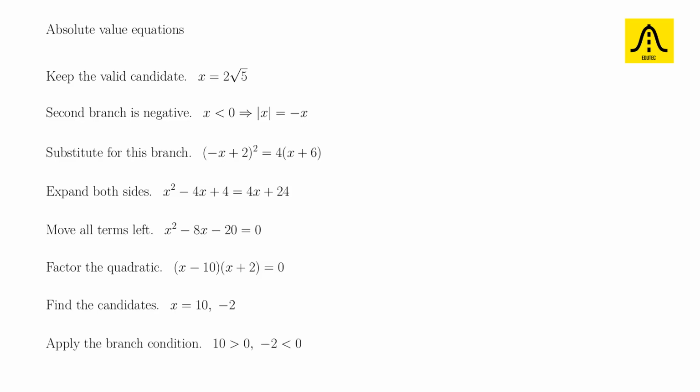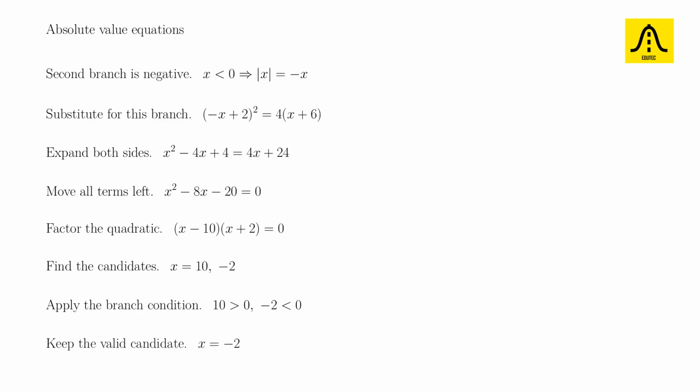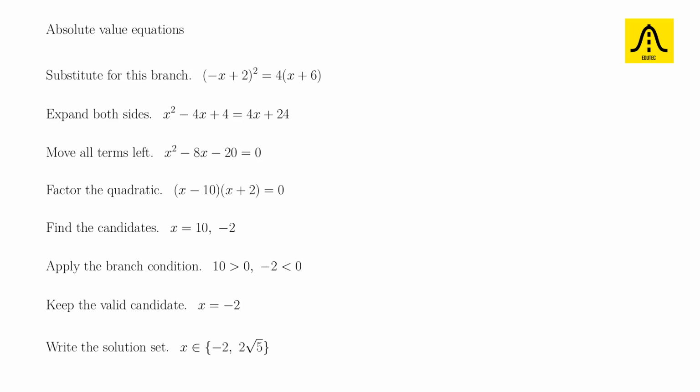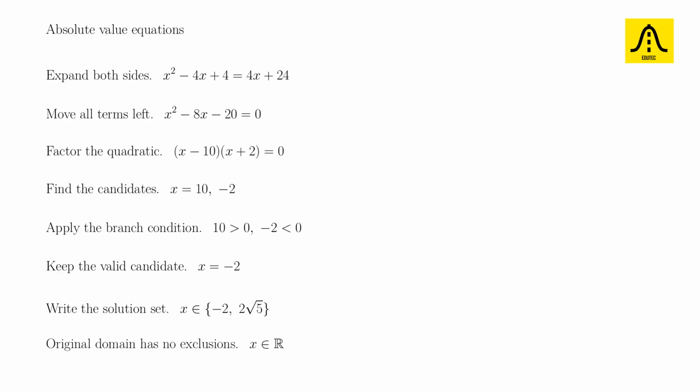The branch requires x to be negative, so 10 must be rejected. Negative 2 satisfies the negative branch condition, so it stays. Combining the valid candidates gives the full solution set. The original equation is defined for all real x, so there are no extra domain exclusions.